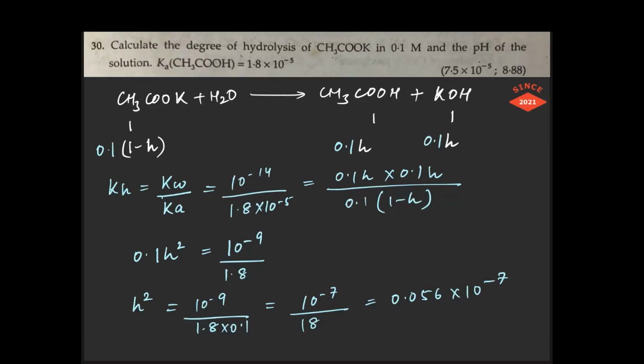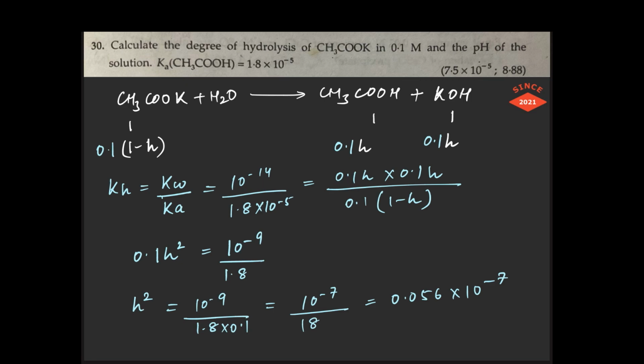Calculate the degree of hydrolysis of CH3COOK, that is potassium acetate, in 0.1 M and the pH of the solution. Acid dissociation constant for acetic acid is given as 1.8 × 10^-5. This question is very much similar to the previous question.